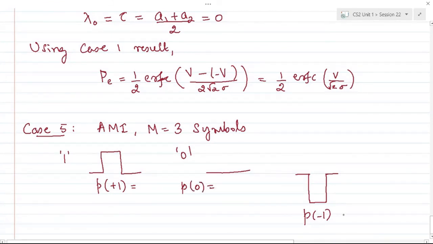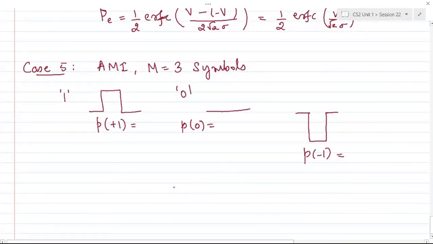What is the probability of each of these symbols? Can anybody tell? What is the probability of this +1, probability of 0, and probability of -1? Exactly. So if this is half, bit 0 and bit 1 are equiprobable. So bit 0 occurrence is half the probability, and the other half is divided between these two if they're equiprobable to occur. Okay, so that's how we can define the probability of these symbols.